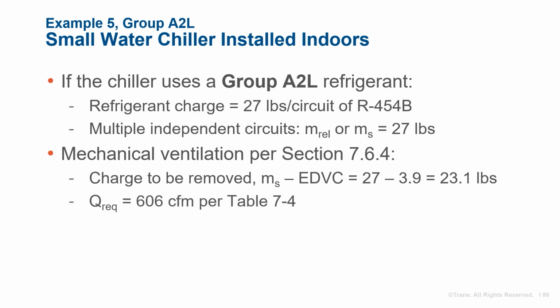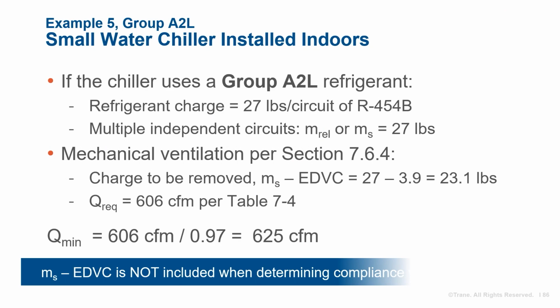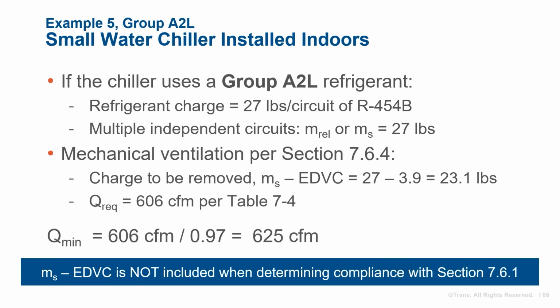Interpolating from table 7-4, this requires a ventilation rate of 606 CFM. After applying the conversion factor for R454B, the ventilation rate is 625 CFM. As we do not have a detector to activate ventilation, the exhaust fan must operate continuously. As a sidebar, continuous fan operation would create an energy penalty, so it may be worthwhile to reconsider the refrigerant detector. The standard clarifies that this portion of the charge being removed by ventilation does not need to be included when determining compliance with the EDVC.